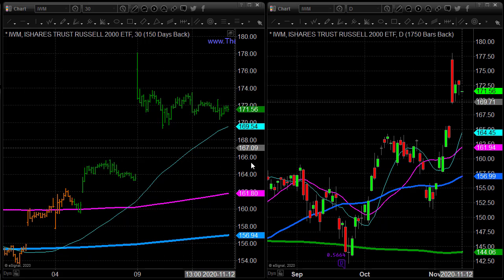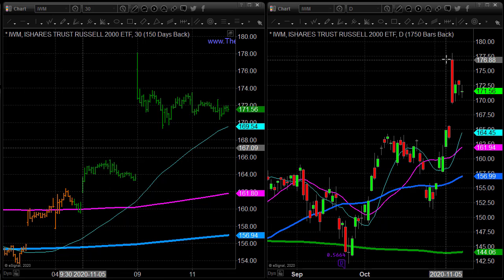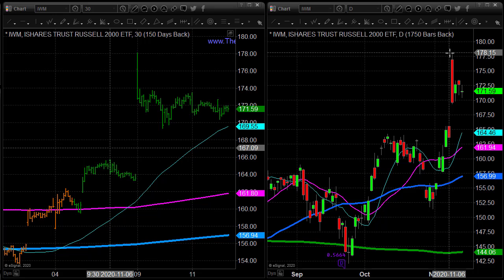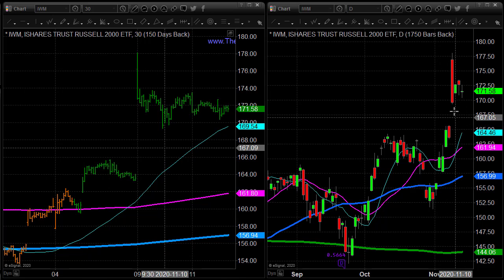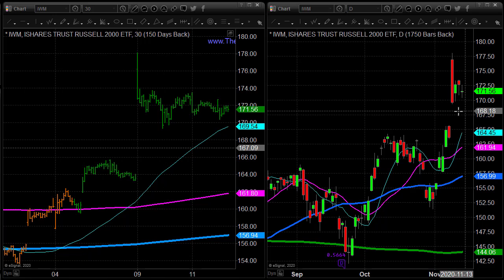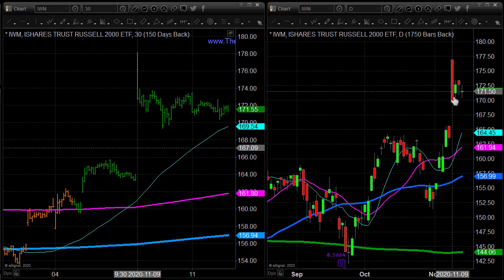this flush down. If you look at this big bar on the daily chart where it gapped up over 7%, rallied up a little bit more, and then got completely hammered, we could see this pattern come down and fill this big gap on the daily chart. So that's kind of what we're looking for.